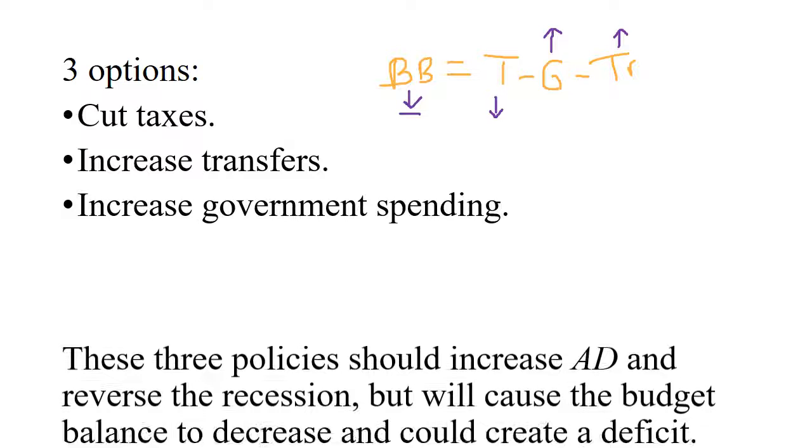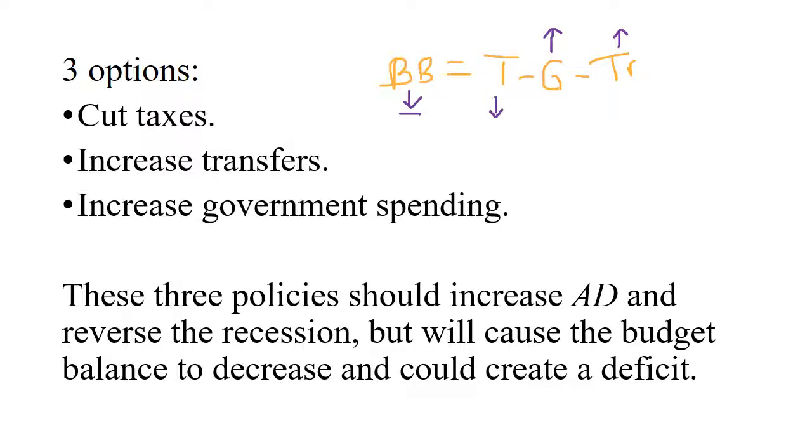The point of this is that all three of these policies will fix the recession. But the problem is, if you decide to use any of these things to intervene and fix the economy, budget balance decreases and you have created a deficit. So if every single time we have a recession you want to do fiscal policy, we're going to make the deficit of our nation worse, substantially worse.